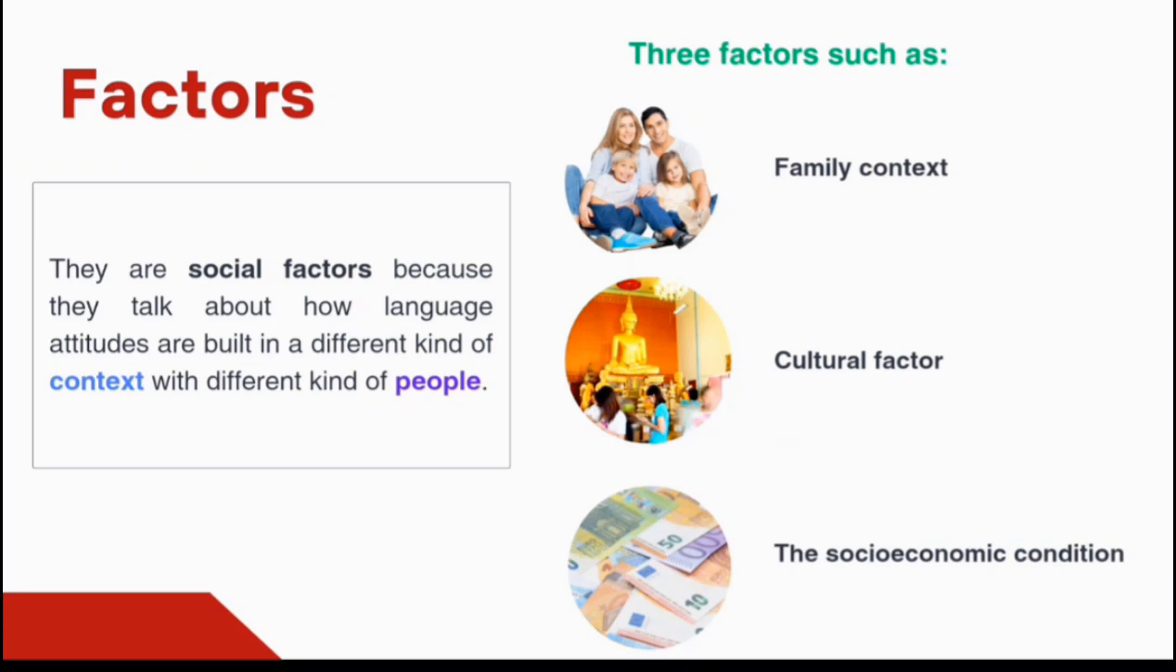Here we have factors. There are social factors. Why social factors? Because they talk about how language attitudes are built in different kinds of contexts with different kinds of people. That's a really important point here. So these are the three factors: family context, cultural factor, and the socioeconomic condition. We will explain them one by one.